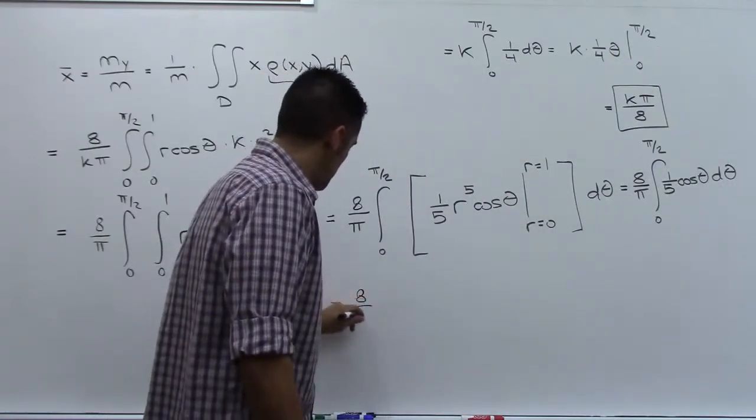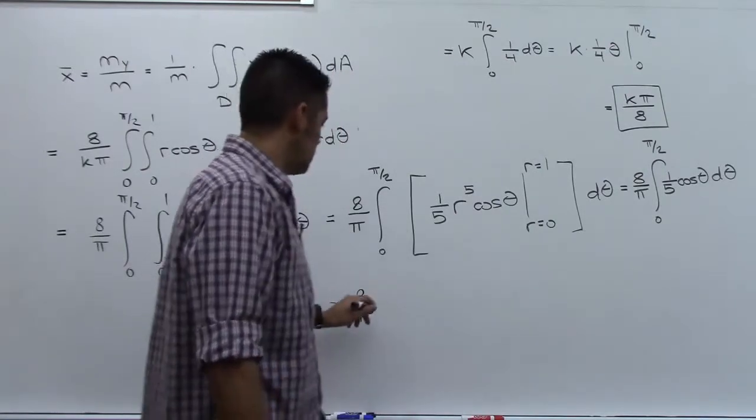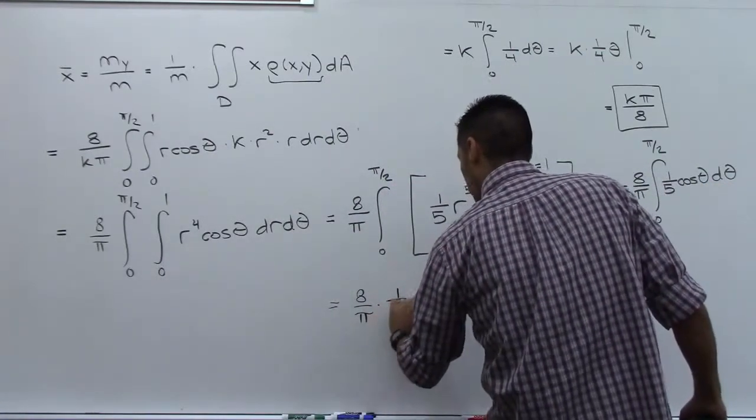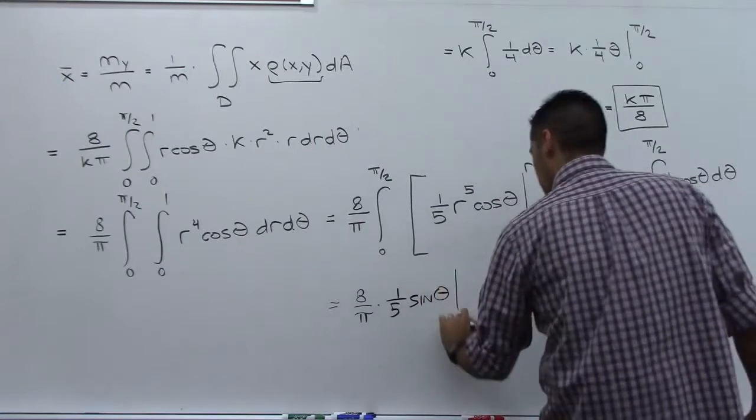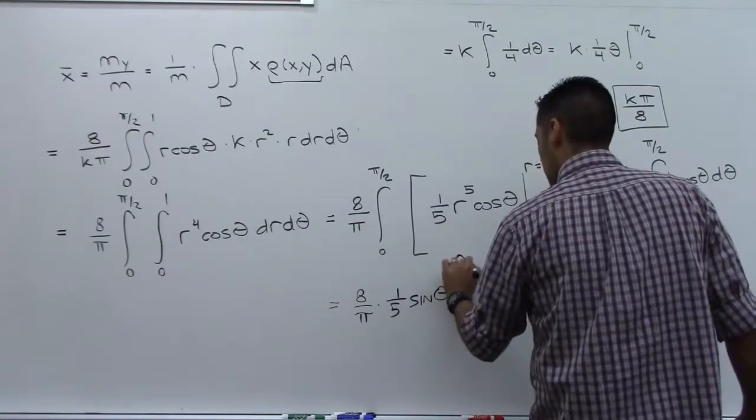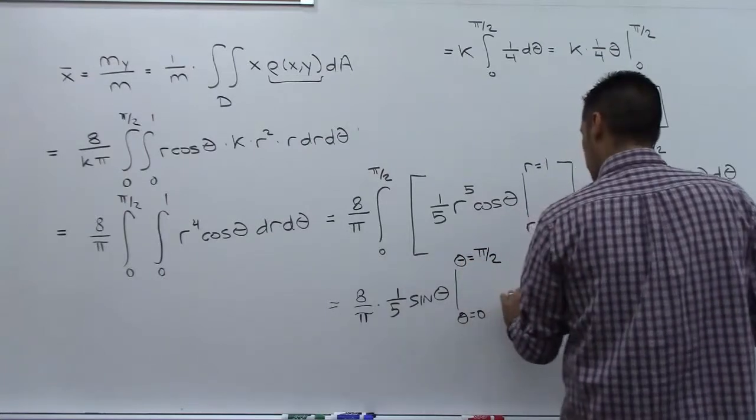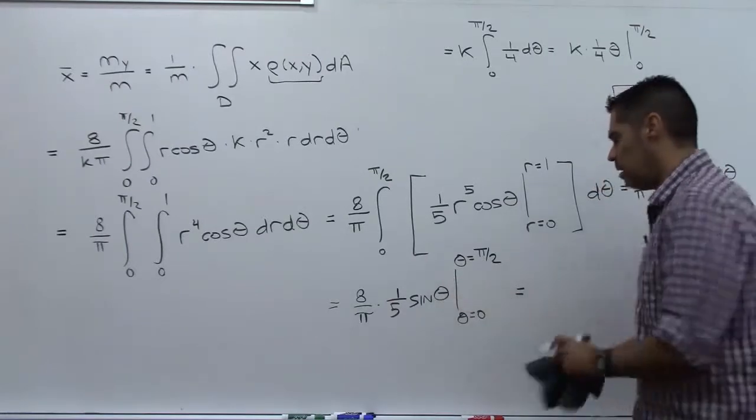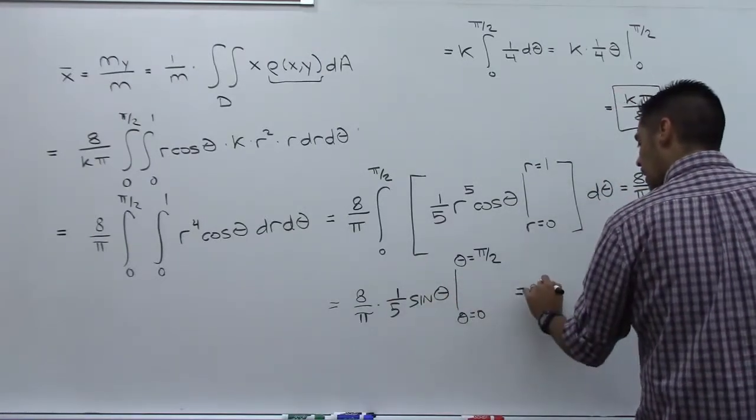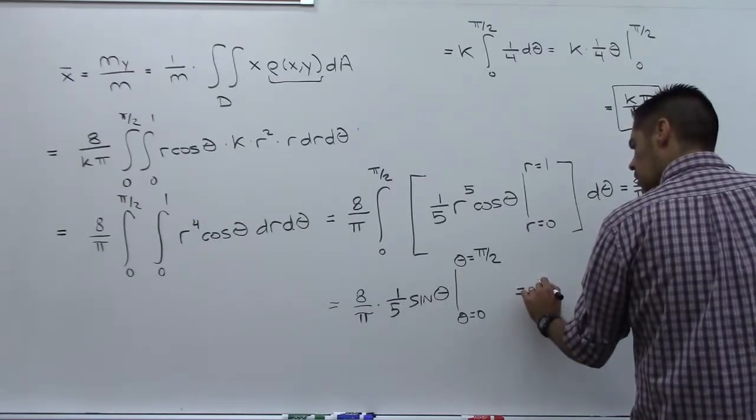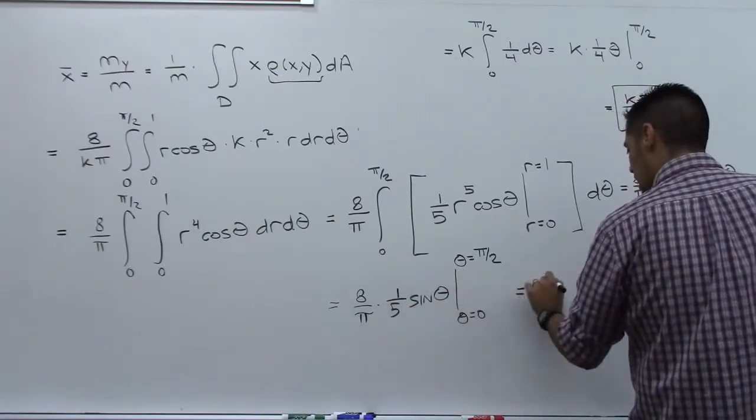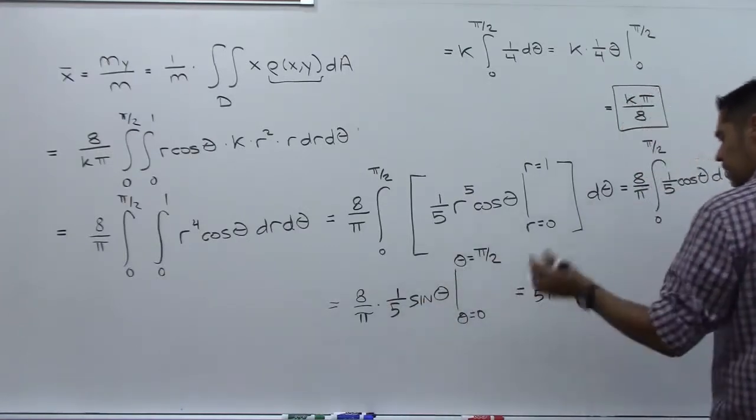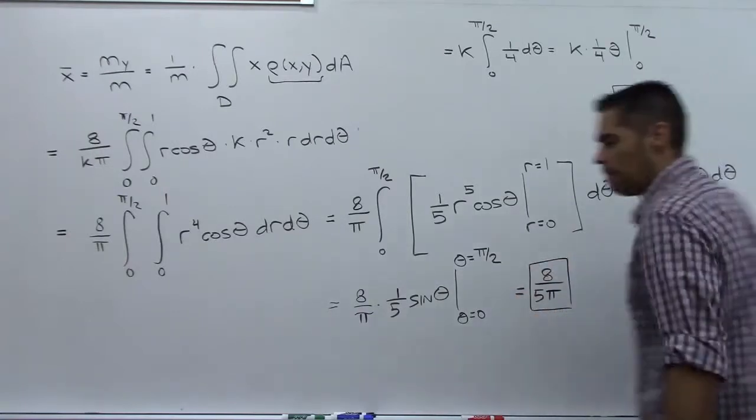So 8 over pi, no more integral, so antiderivative of 1/5 cosine theta is 1/5 sine theta. And I'm evaluating this from theta equals 0 to theta equals pi over 2. All right, so plug in pi over 2 for theta, you get sine of pi over 2, which is 1. So if I plug in 1 here, I get 1 right here for sine theta. I just get 8 over 5 pi. And if I plug in 0, sine of 0 is 0, so everything goes away. So I should get 8 over 5 pi.